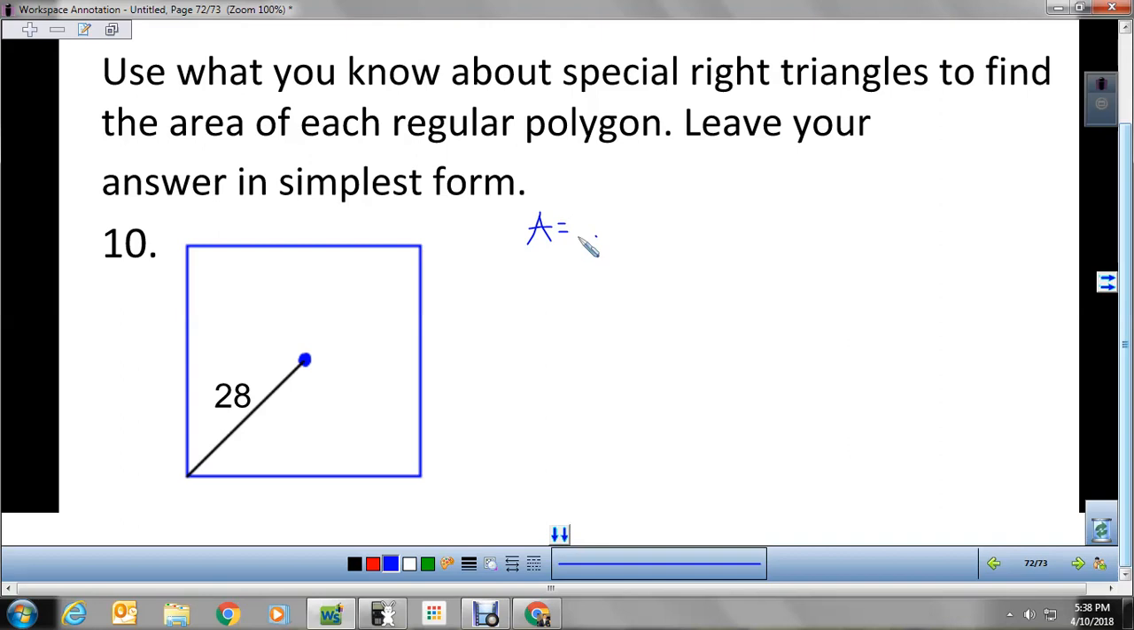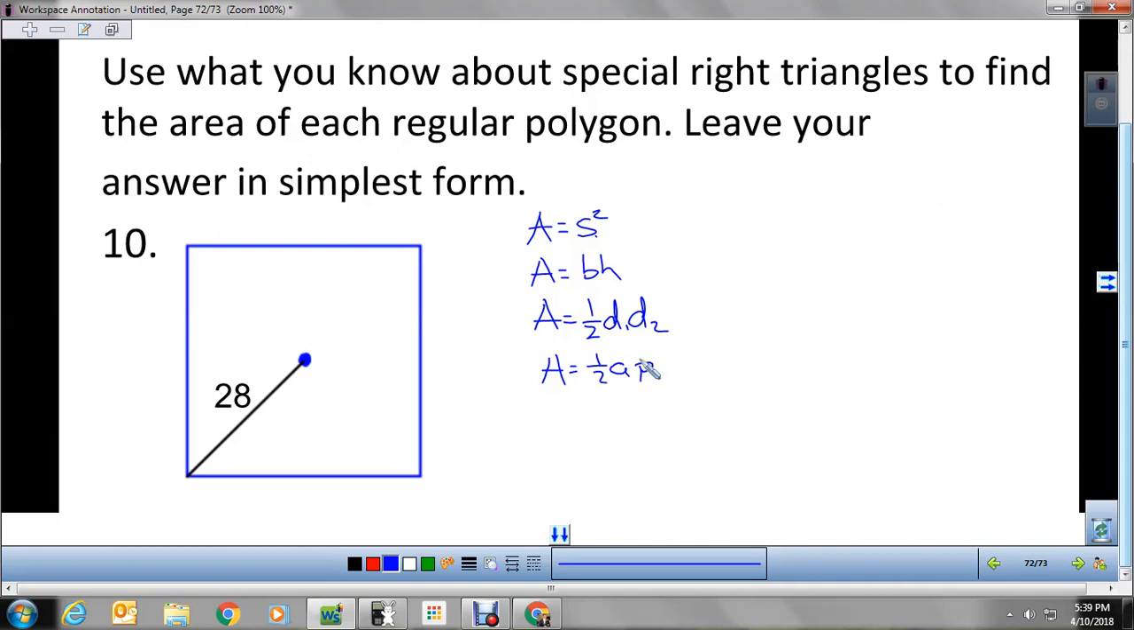Well, excuse me, we'll come to that in a second. We have side squared. It's also a rectangle, which means it's base times height. And then the last one, because a square is also a rhombus, we can use the rhombus formula. So 1/2 diagonal 1 times diagonal 2. And last would be the 1/2 apothem times the perimeter.